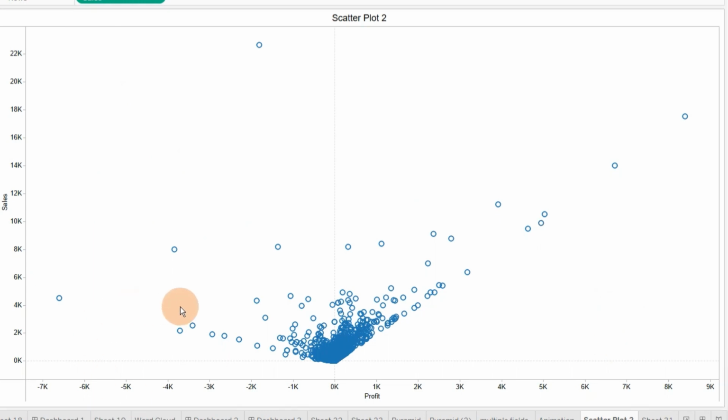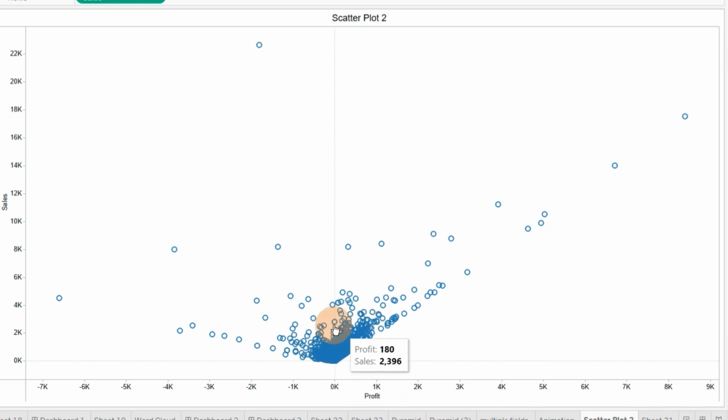In this scatter plot I am able to see all the individual points now, and in these individual points I am able to see my profit is majorly lying between minus 500 to plus 500. So major individual points are around this area, that is, in the major transactions profit is around minus 500 to plus 500 and sales is around 0 to 2k.